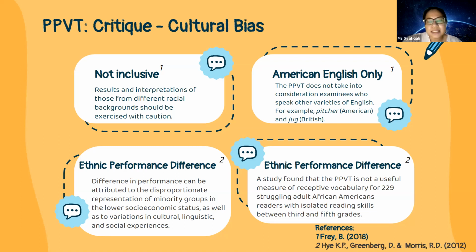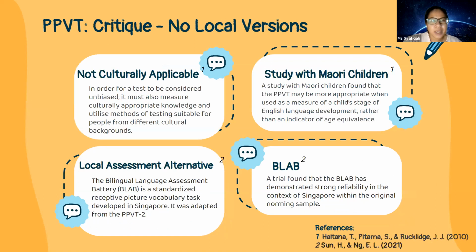A study done by them found that the PPVT is not a useful measure of receptive vocabulary for 229 struggling adult African American readers with isolated reading skills between 3rd and 5th grade. So definitely the results need to be taken with caution when testing children from ethnic minority groups. Next one. There are very few local versions of the PPVT available.